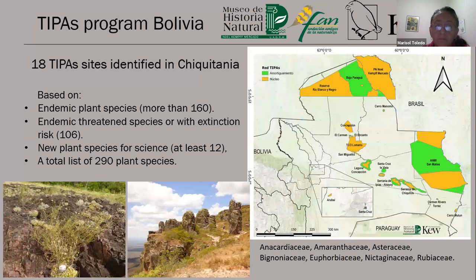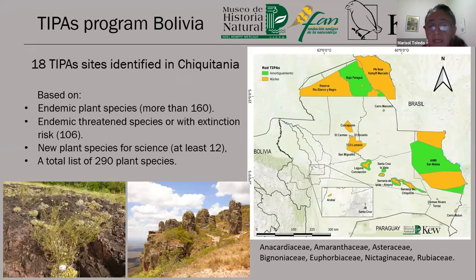Well, here in the map, you can see that until now we have 18 sites identified in the Chiquitania, of different sizes. They are based on endemic plant species, of course, and we found more than 160 endemic plants. And of these endemic species, we found more than 100 that are threatened or at risk of extinction.